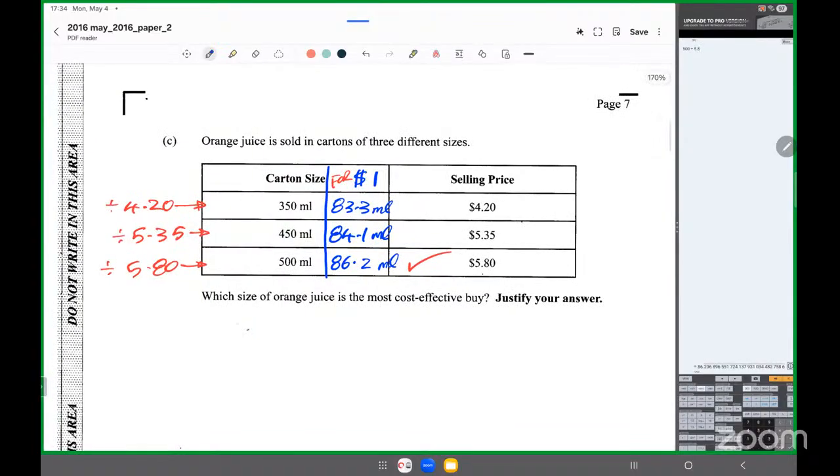So you're going to say 500 milliliters is the better buy. It's the most cost effective buy, same thing. Sometimes they just call it better buy.